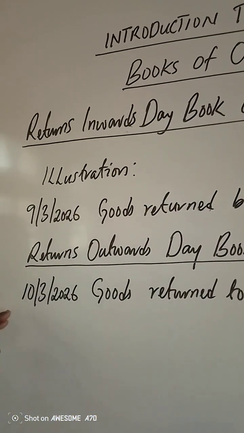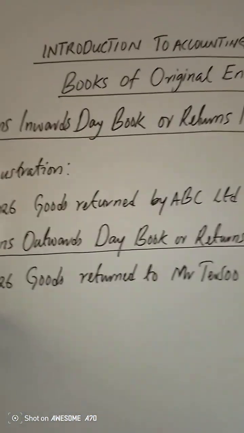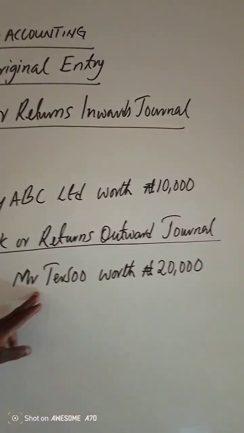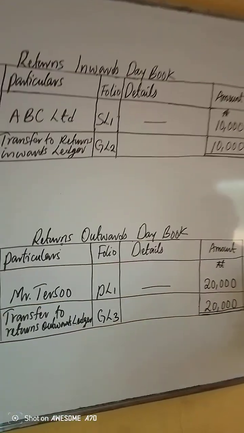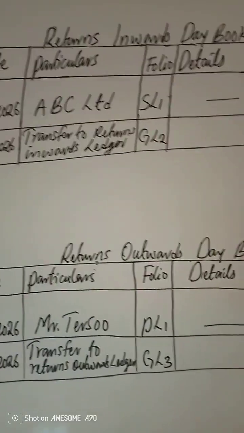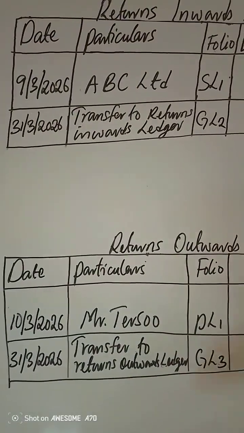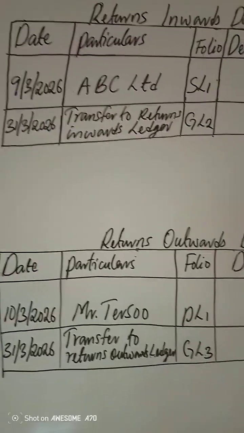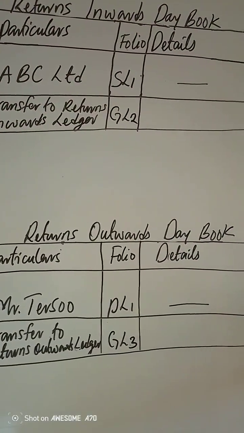Don't forget. So on the 10th of March 2026, goods returned to Mr. Teso worth 20,000. You quickly come and draw your return outward daybook. Under the return outward daybook, the same format, very straightforward. There's no debit and credit. Learners can find it very easy to do.